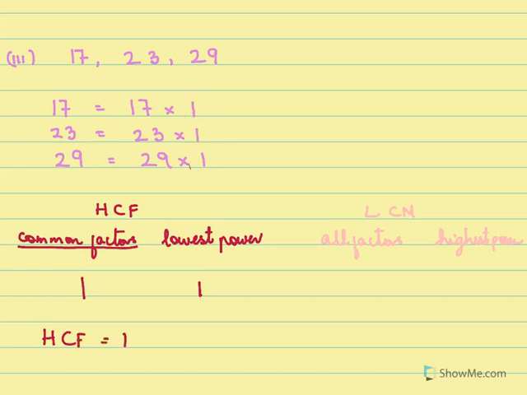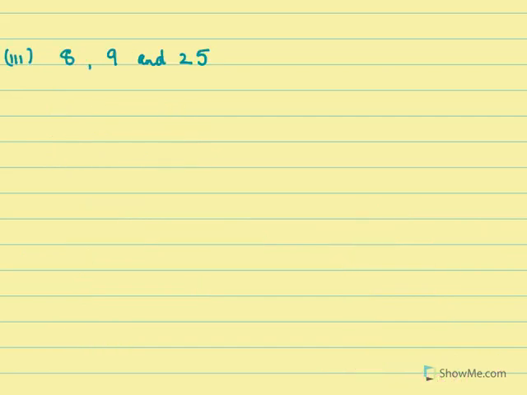Now for LCM we need to write all the factors. So you have a 17, we have a 23, we have a 29, we have a 1. And the highest power. The highest power of 17 is 1, of 23 is 1, of 29 is 1. So the LCM equal to 17 into 23 into 29, which when you multiply you get 11339.